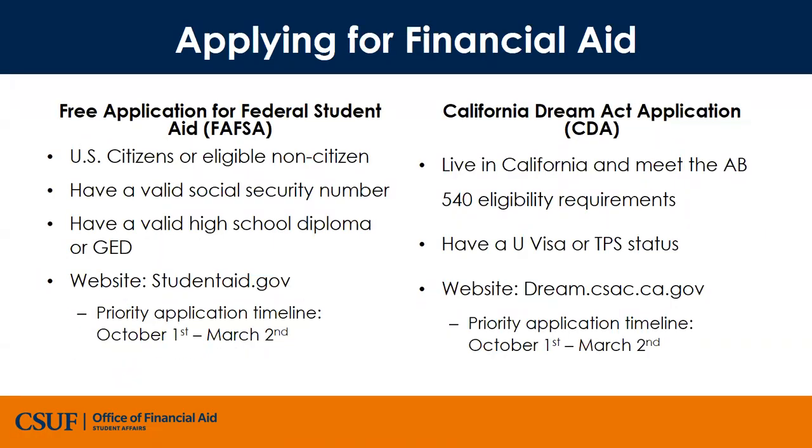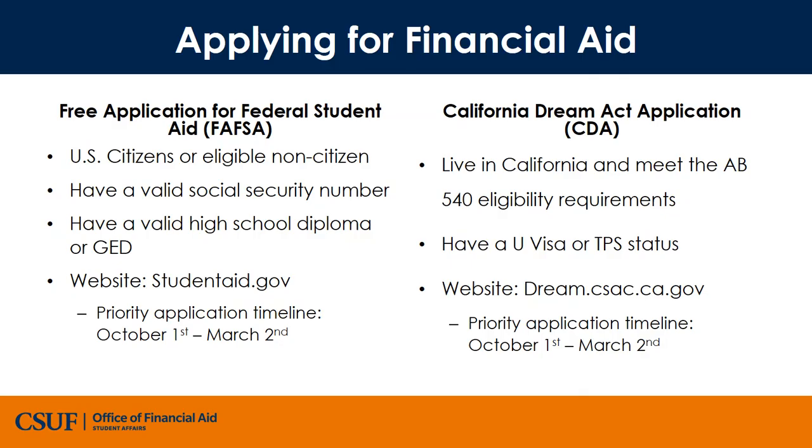When applying for financial aid, the two applications that students may submit are the FAFSA and the California DREAM Act. Students may submit the FAFSA if they are U.S. citizens or eligible non-citizens, have a valid Social Security number, and a valid high school diploma or GED. Please keep in mind that the priority application period is October 1st through March 2nd of every year.